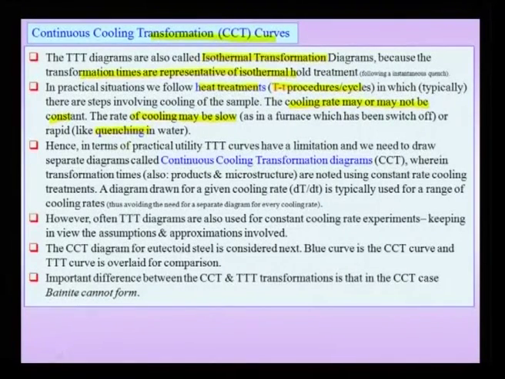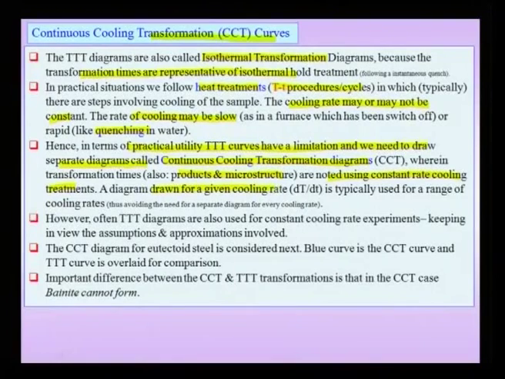So, in practical terms, TTT diagrams have the limitation, and we have to draw a separate set of diagrams called the continuous cooling transformation diagrams or CCT diagrams, wherein transformation times, and of course, whenever we are talking about transformation times, we include the products obtained and the microstructure, which we overlay on these diagrams, are noted using constant cooling treatments and not constant temperature treatments.